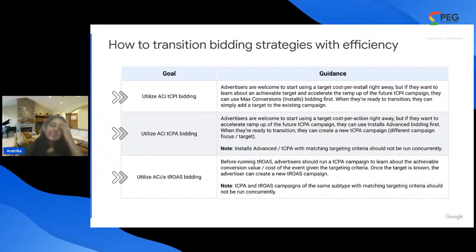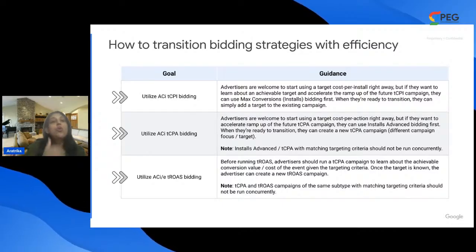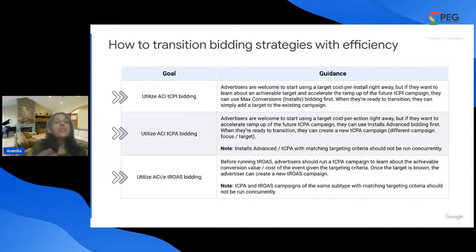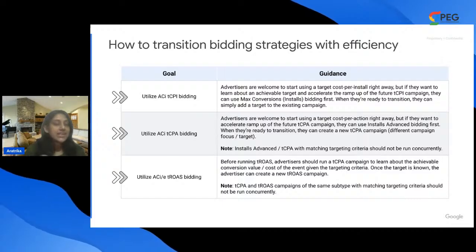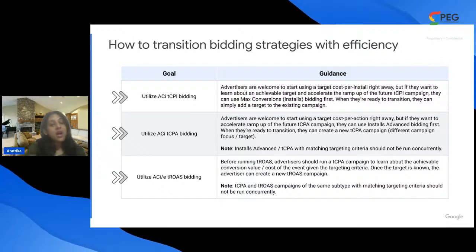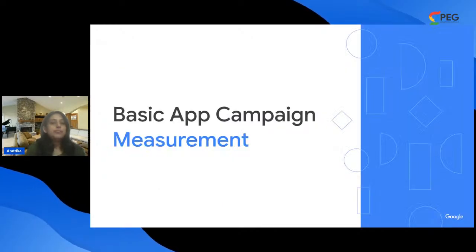So, just to summarize, what we are trying to say here is that all the bidding strategies should be used as and when the campaign has more data, to get a better understanding of what is the right kind of targets that you need to assign, and then assign a target that will help the campaign maintain its performance. Okay.